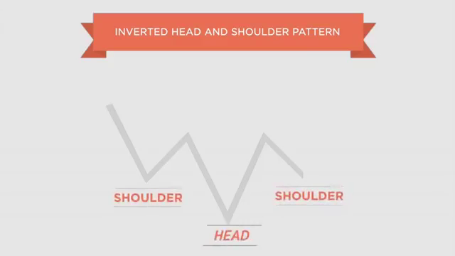Now for the inverted version of the head and shoulders, we first need a downtrend. The pattern is when the markets attempt a breakdown thrice but fail. Now it's called the head and shoulders because we have the head right here and 2 shoulders on either side. The second attempt was almost successful, but it was a false breakdown.